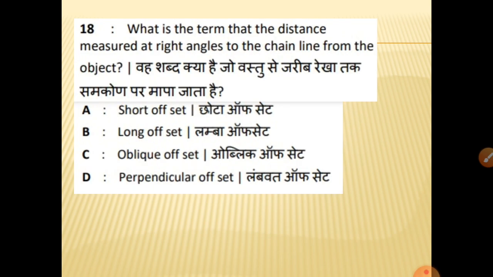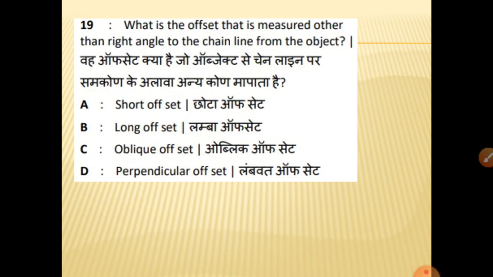18th question. What is the term for the distance measured at right angle to the chain line from the object? Short offset, long offset, oblique offset or perpendicular offset? Since it is measured at right angle to the chain line, that offset is known as perpendicular offset.